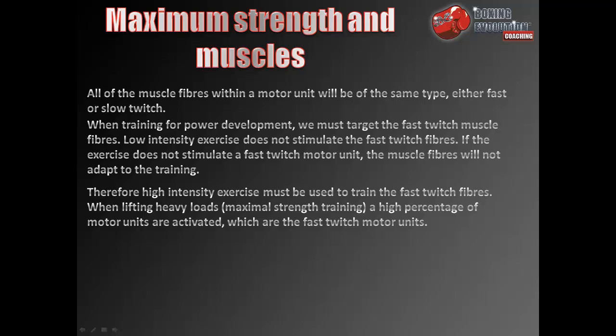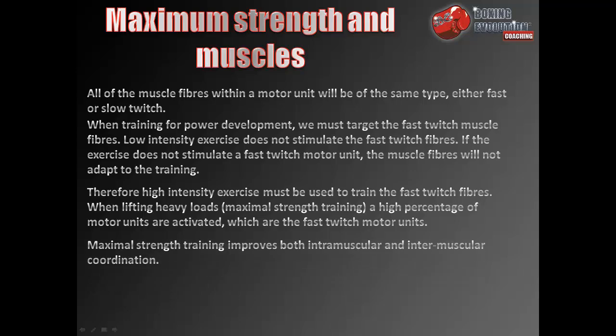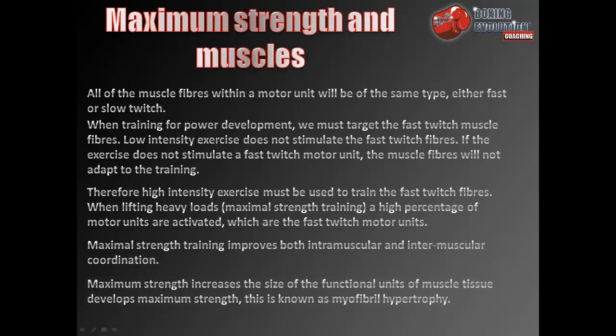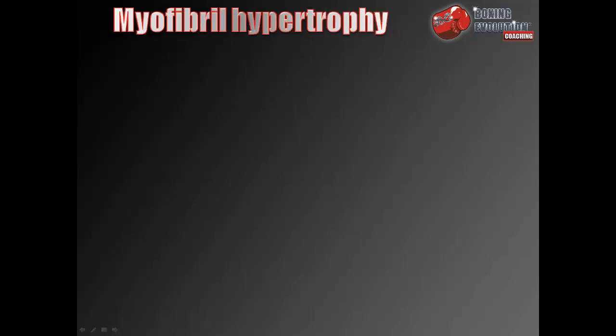When lifting heavy loads, maximal strength training, a high percentage of motor units are activated, which are the fast twitch motor units. Maximal strength training improves both intramuscular and intermuscular coordination. Maximum strength increases the size of the functional units of muscle tissue, developing maximum strength. This is known as myofibril hypertrophy.